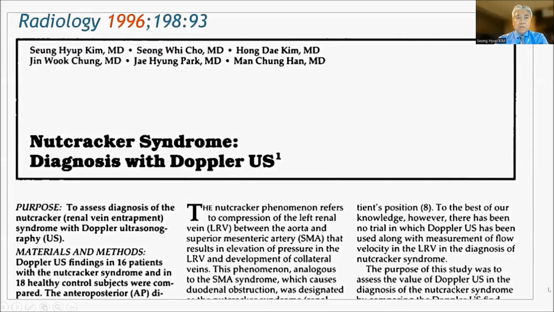My Nutcracker story begins with this article I wrote in 1996 in Radiology. I had a special interest in the diagnosis of this syndrome with Doppler ultrasound because traditional Nutcracker diagnosis needed invasive catheterization and pressure measurement.